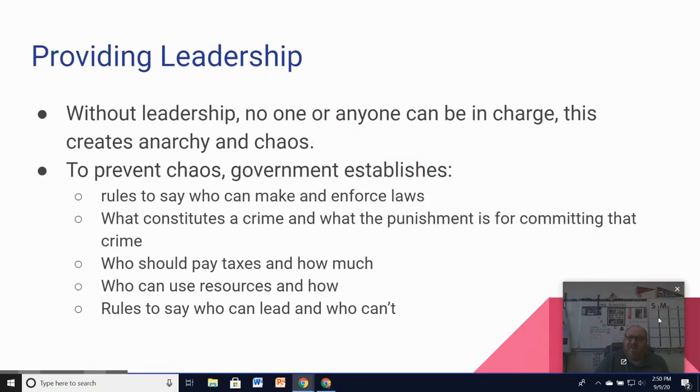Okay, so as far as providing the leadership, without leadership, no one or anyone can be in charge. That creates anarchy and chaos. So to prevent that, government establishes rules to say who can make and enforce the laws. They say what constitutes a crime and what the punishment for committing that crime is. They say who should pay taxes and how much they should pay, who can use the resources and how. And they also set the rules to say who can lead and who can't lead.